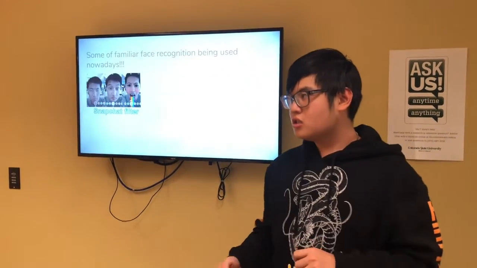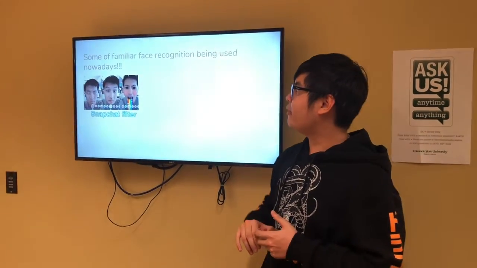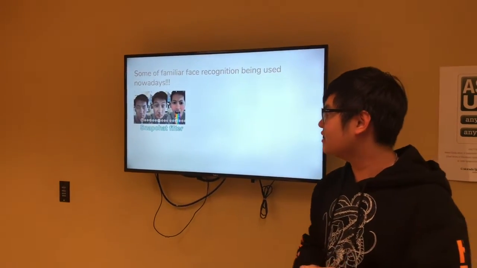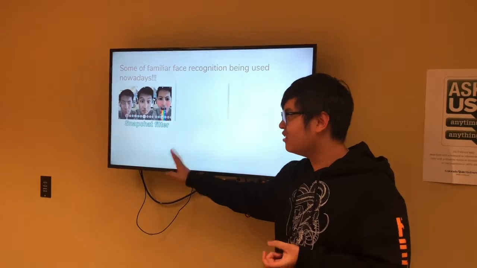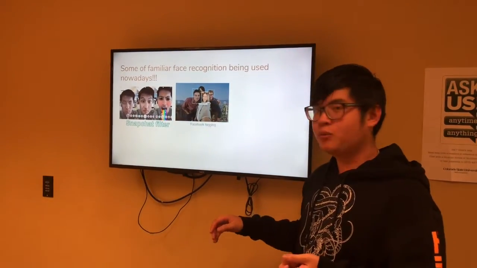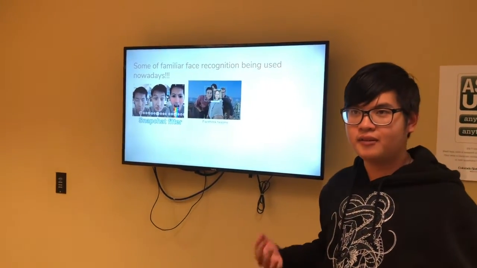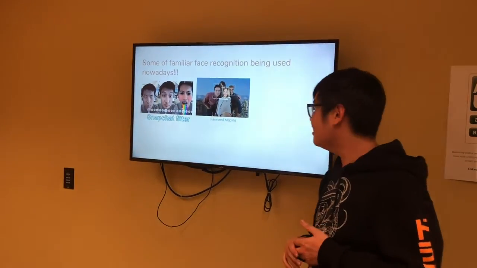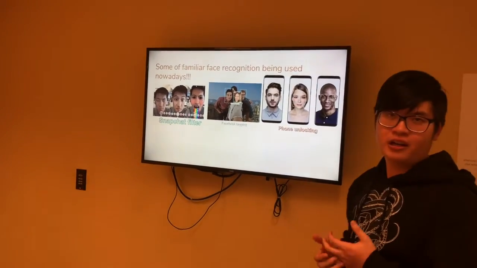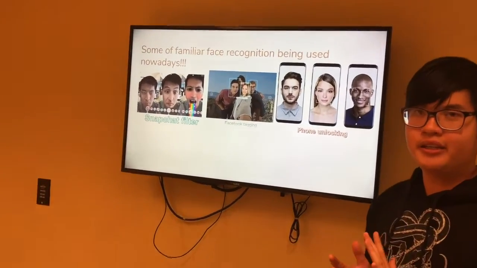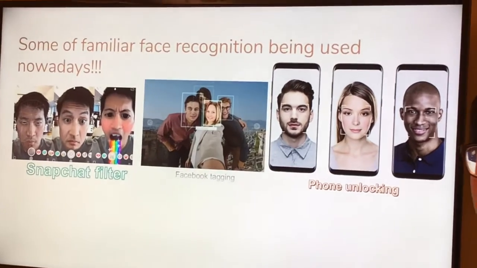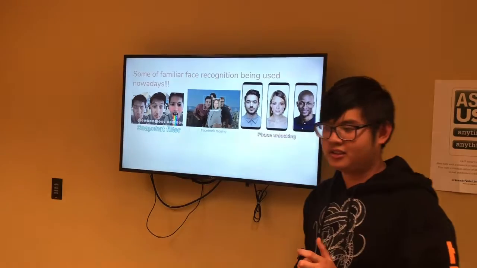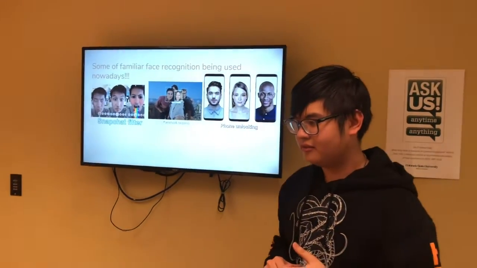Some familiar face recognition being used nowadays that you may recognize is the Snapchat filter. I think people love it. And Facebook tagging, when you want to get notified or notify your friend, you just tag them. And the last one is phone unlocking, which is pretty popular nowadays, such as iPhone and Samsung having it, not just a fingerprint anymore.